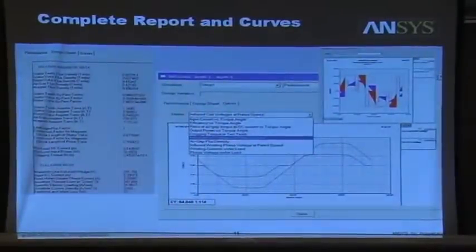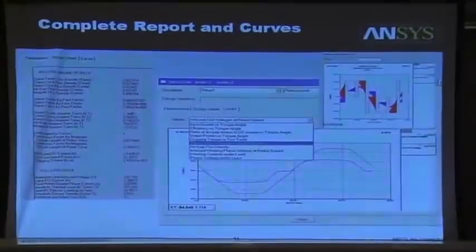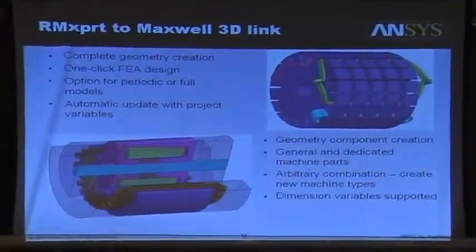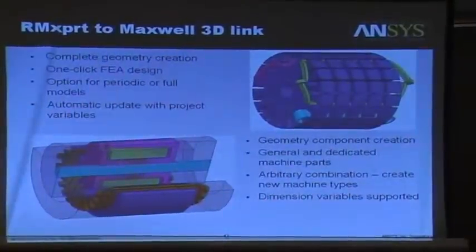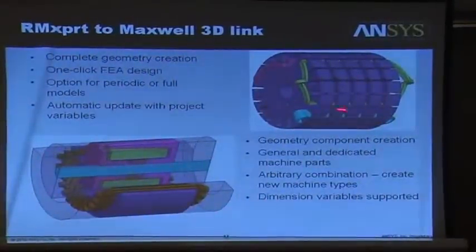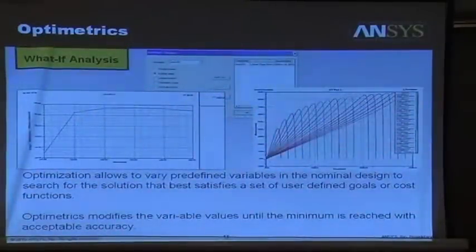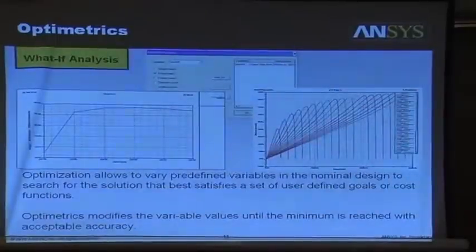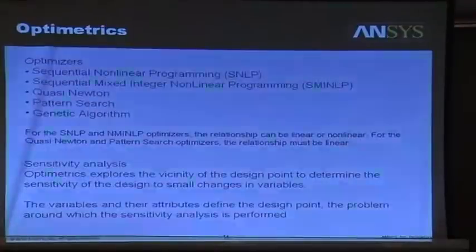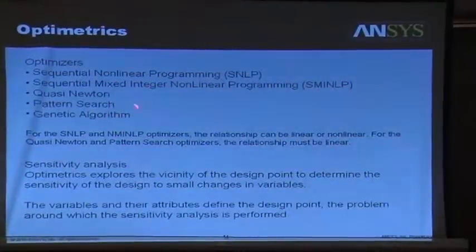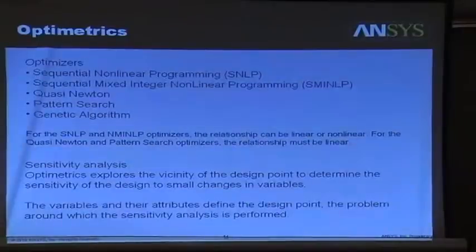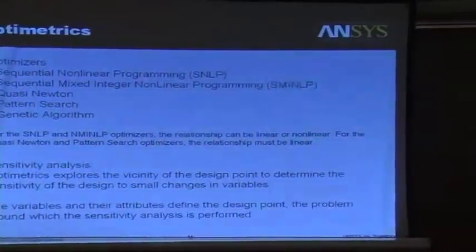We can generate the complete report for the motor. This is an analytical tool again. Then we can take it to the FE domain. This is the automatic extraction of the geometry from RMxprt. And then we have all the parametric and statistical tools, including Monte Carlo analysis. And these are the optimizers that are available. Depending on your application, you can select the optimizers from there.